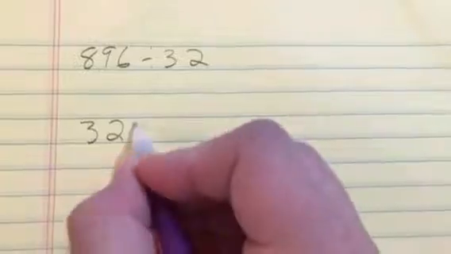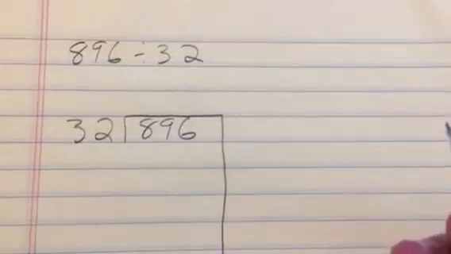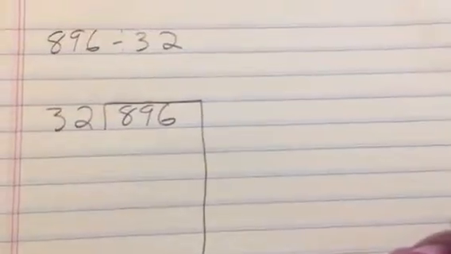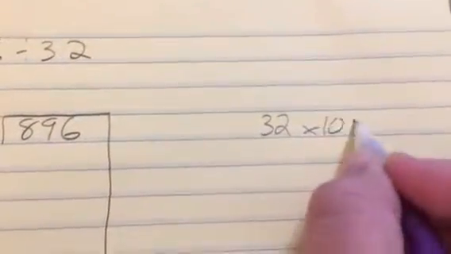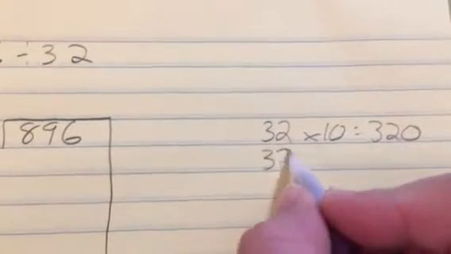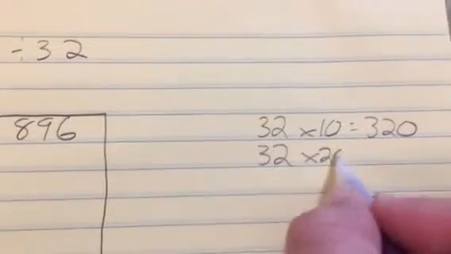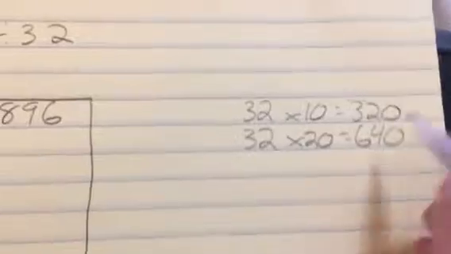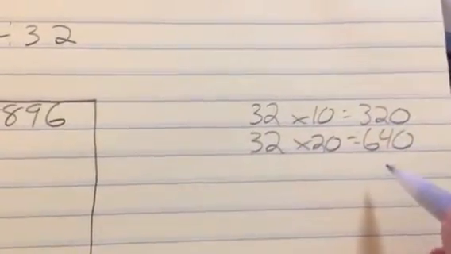We have 32. So we have 896 divided by 32. I know 32 times 10 would get me to 320. Over here I'm going to make some notes. So 32 times 10 would get us to 320. That means 32 times 20 will get us to 640, because we could double 320 to get to 640. So I'm going to do that one first.